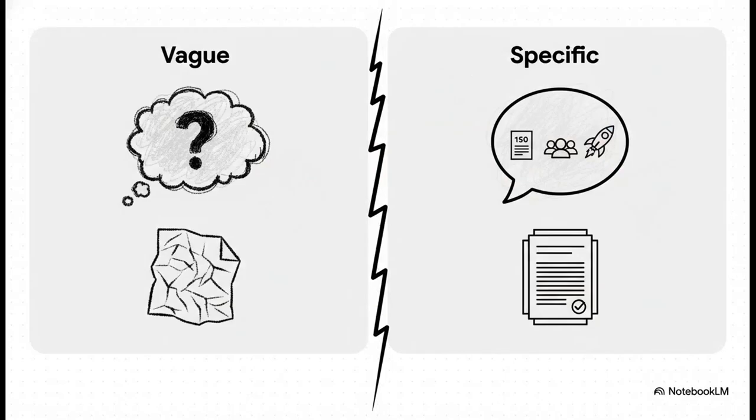And here's the heart of the issue, laid out right here. The vague input on the left, something like write a marketing email, that's basically a recipe for a generic, boring output. But look at the specific one on the right. We've defined the word count, the topic, the audience, and the tone. That's going to lead to a much more useful result. The difference is really night and day.